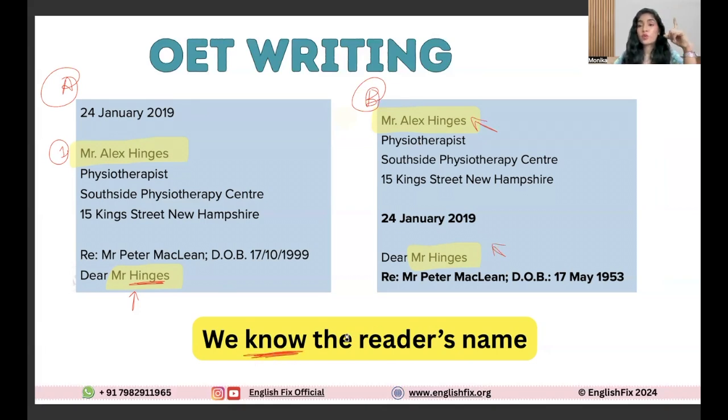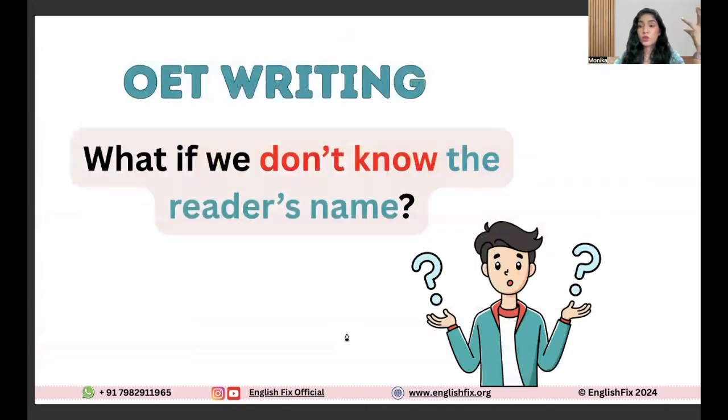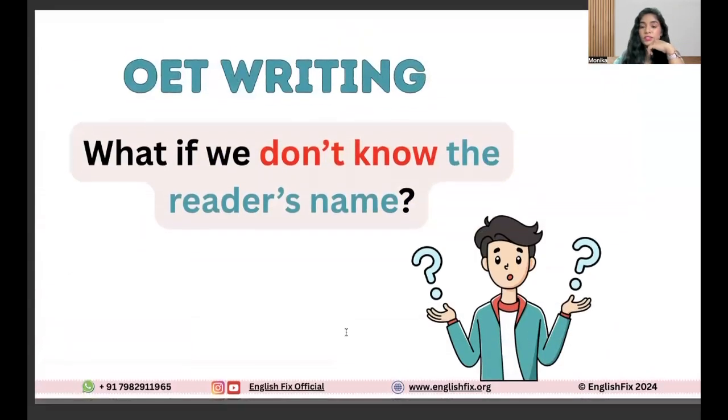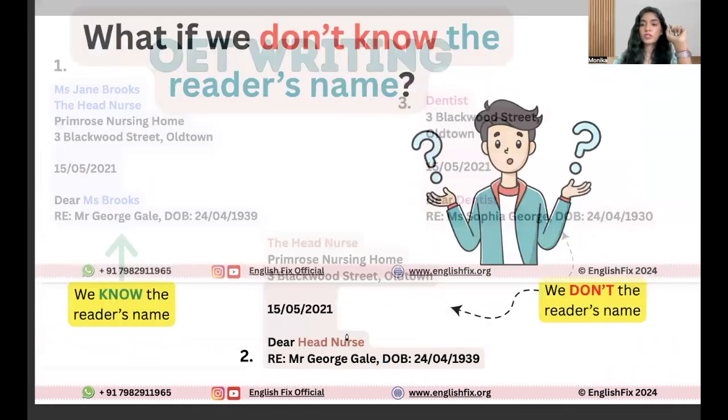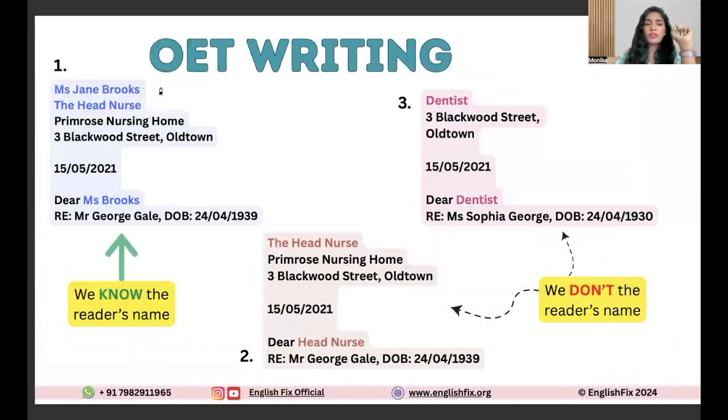If we don't know the reader's name, what do we do then? If you don't know the reader's name because it is not provided in the writing task, then you don't need to panic. It is done intentionally. So one thing changes. When you know the reader's name, we obviously write the reader's name and then we write their occupation, correct? But when we don't know the reader's name, we only start with their occupation.